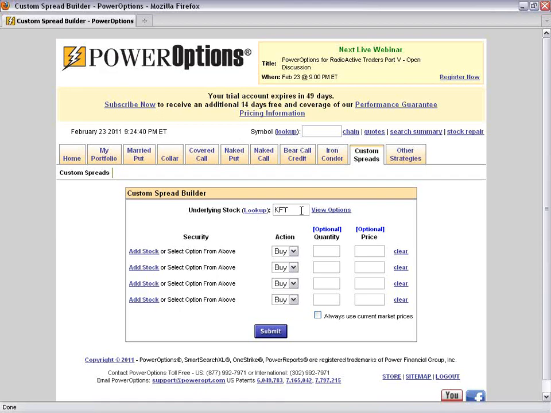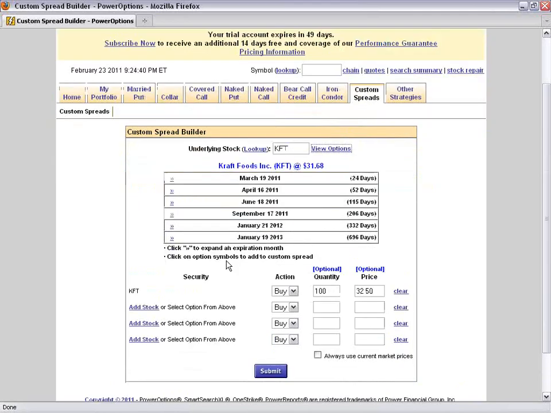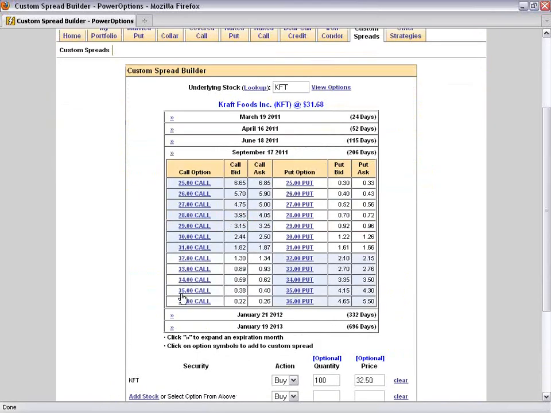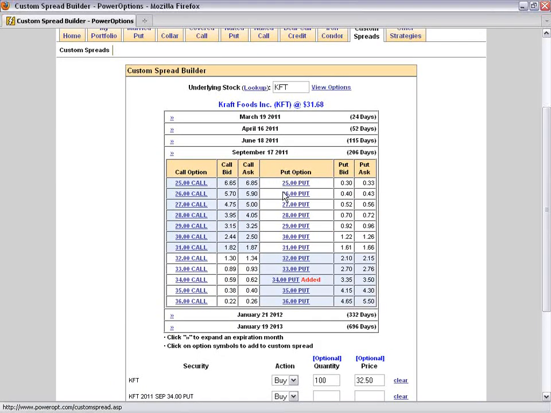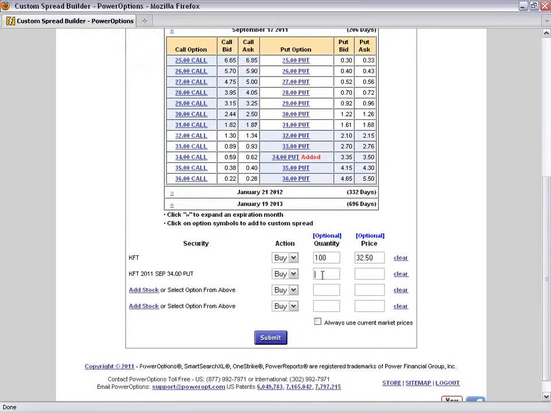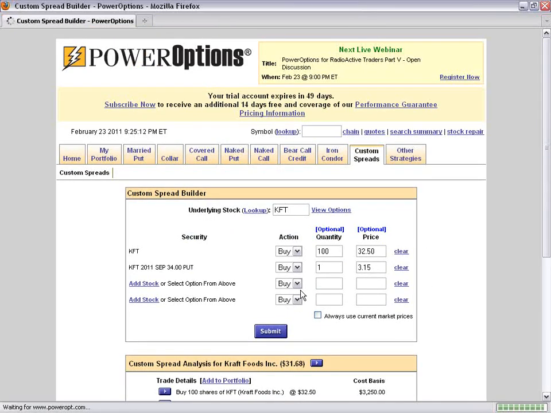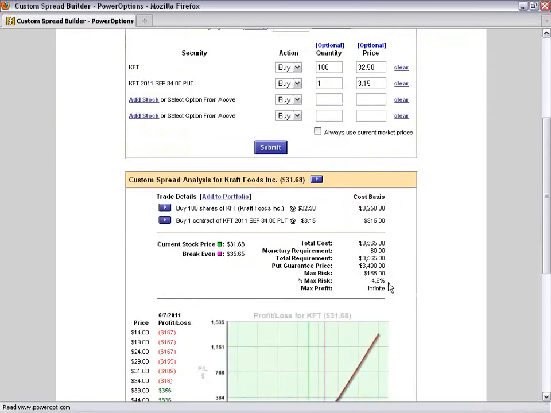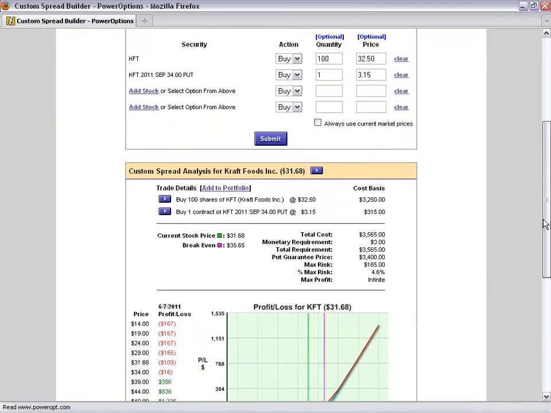So if I wanted to create a married put on Kraft based on my prices, I can go into the custom spread tool, type in Kraft, I can add in my stock. Let's do 100 shares and my price at $32.50. And then we can go into View Options, and we did the September series, 34. Okay, so I pulled up September, and I just clicked on the 34, and I bought one at $3.15. So essentially, I'm building the spread here in the Custom Spread tool, and of course, that would have been a 4.6% at risk, and you can just see the profit and loss chart.